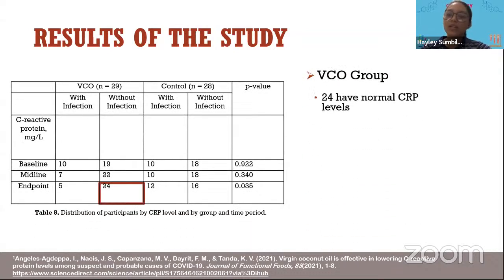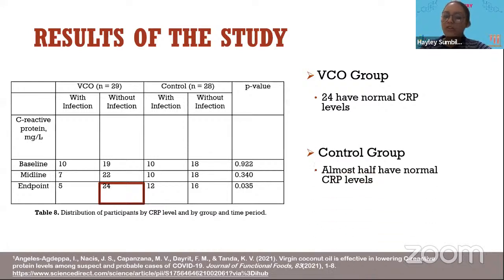The table shown displays the distribution of participants by their CRP levels of the group treated with virgin coconut oil and the untreated group through each time period. In the VCO group, 24 out of 29 participants attained normal CRP levels by the end of the intervention. For the control group, only 16 out of 28, almost half of the group, achieved normal CRP levels. Next slide, please.